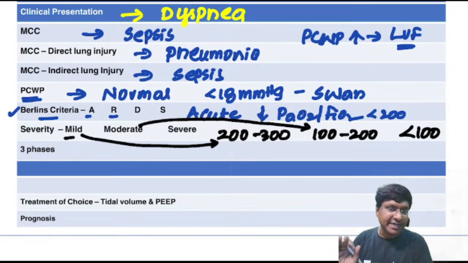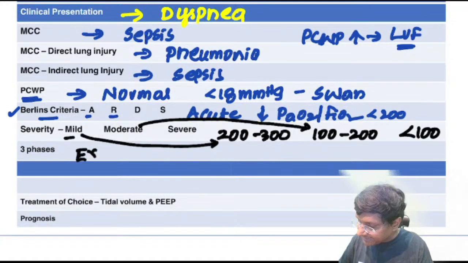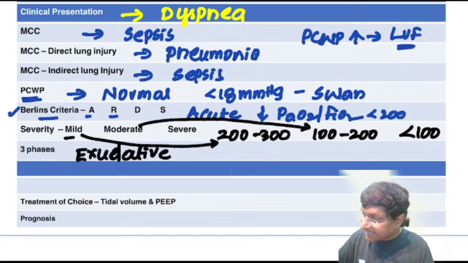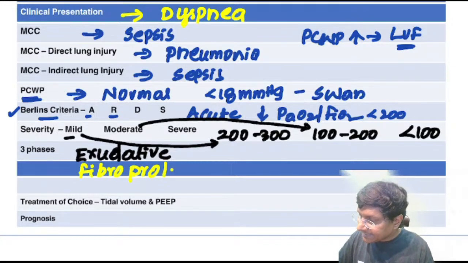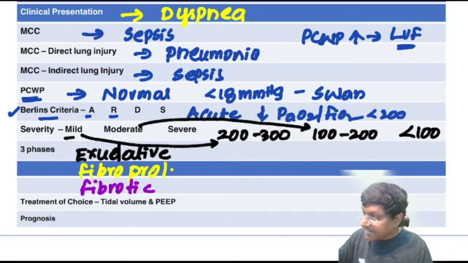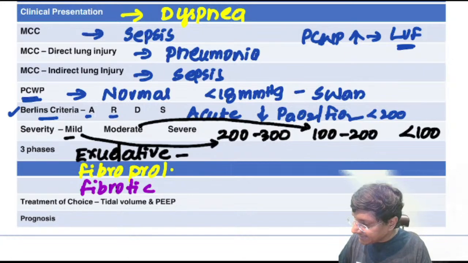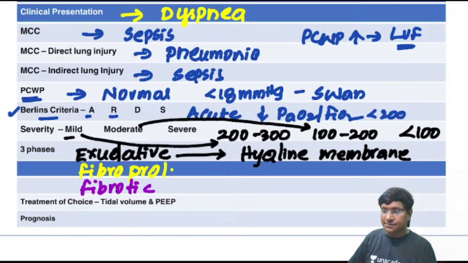Now, in patients with ARDS, there are totally 3 phases. What are those three phases? One is your exudative phase. The second important phase will be the fibroproliferative phase. And the third important phase will be the fibrotic phase. In the exudative phase, you have the formation of hyaline membrane.